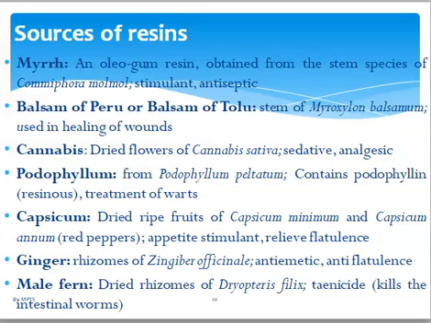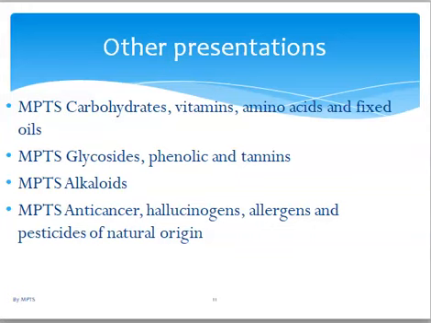And of course, remember, all these plants have descriptions in official books. This has been a short presentation. Thank you very much. These are the other ones which we have, briefly explained. However, if you want more clarity, you can contact us and we can clarify. Glycosides, alkaloids, anti-cancer, hallucinogens, all these ones.